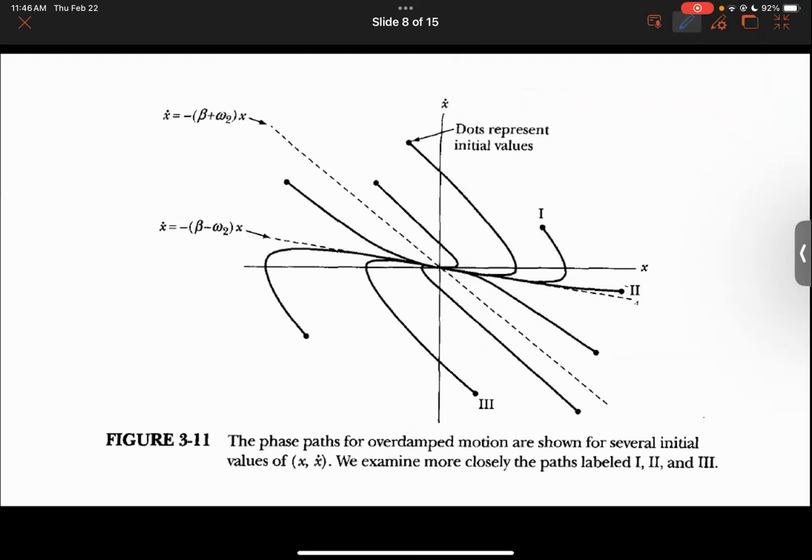Okay, so let's take a look at yung case 1. Okay, by the way, yung mga dots na nakikita niyo diyan, yan parati yung initial positions. Okay, so these are cases that show like 8 or 9 initial positions. Okay, and we're going to consider 3 of them. Okay, so let's consider case 1. Okay, yung case 1 ay kung saan yung x is greater than 0 and x dot is also greater than 0.